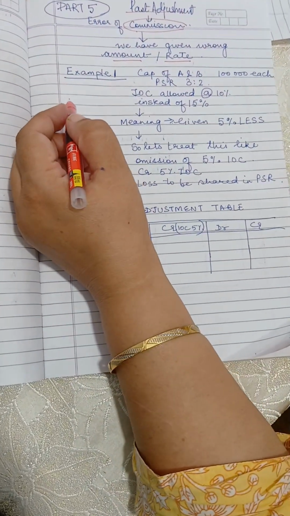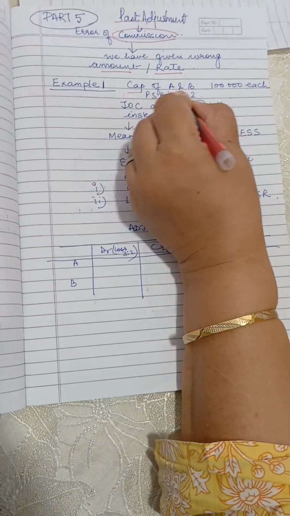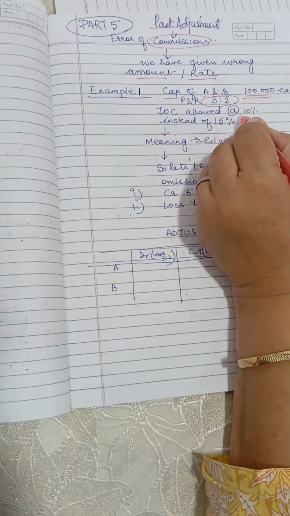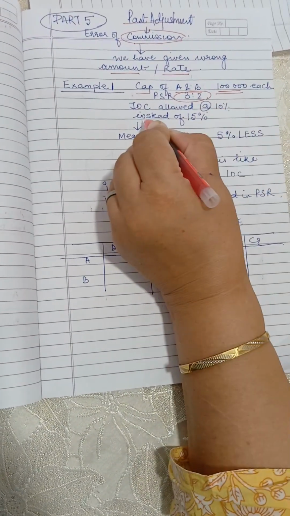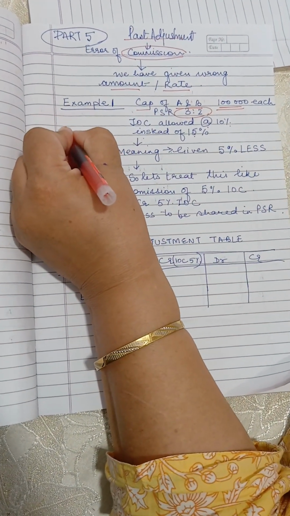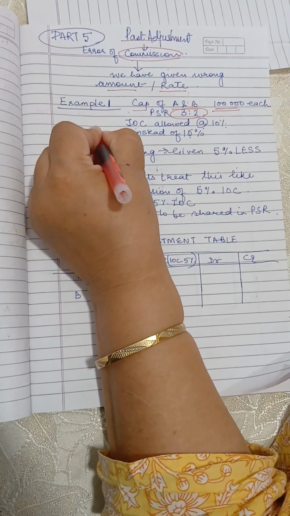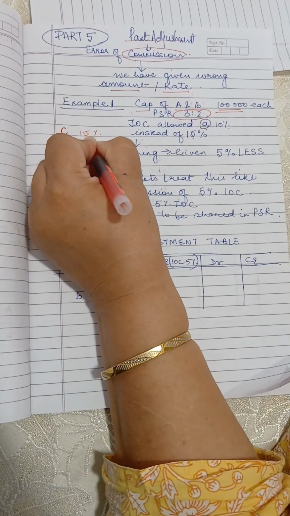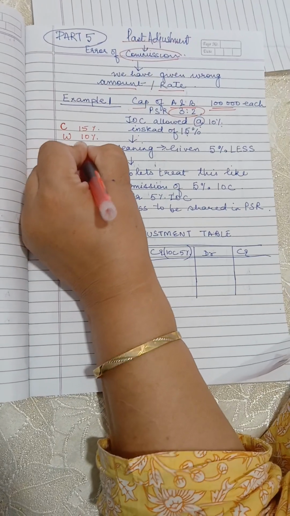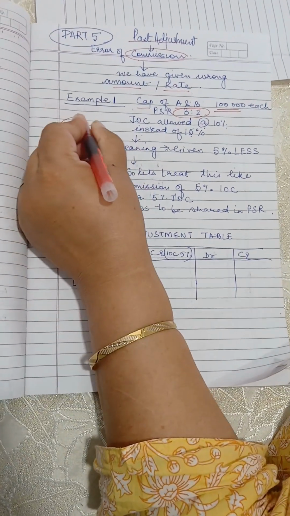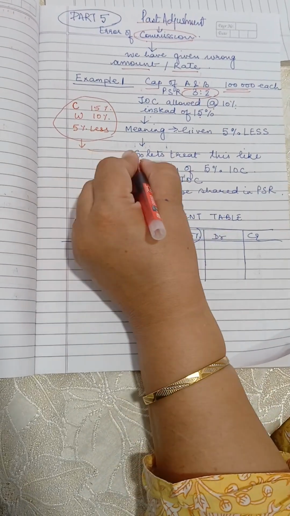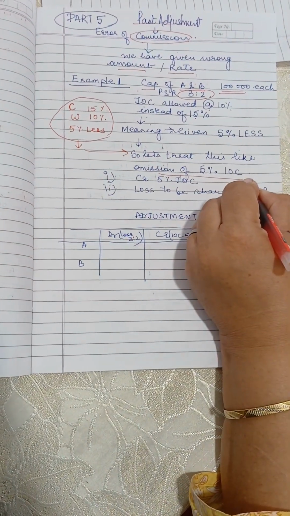Let's take an example of IOC. Capital of A and B is 1 lakh each. PSR 3:2. IOC was allowed at the rate of 10% instead of 15%. Correct rate is 15%. Wrong rate is 10%, which means you have given 5% less. 5% less, I can also take it as omission of 5% IOC.